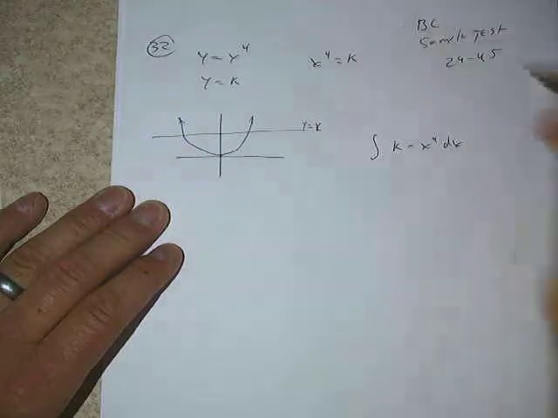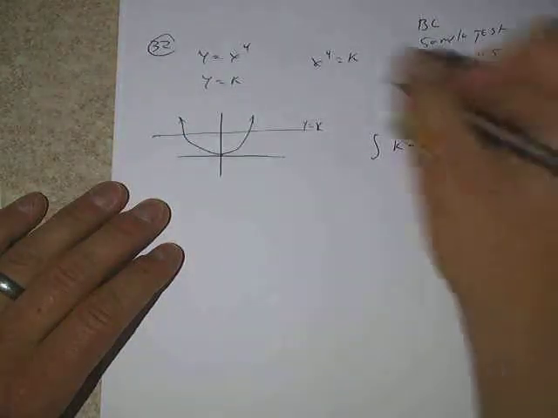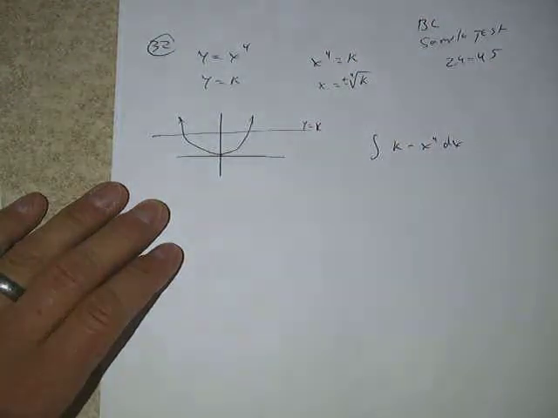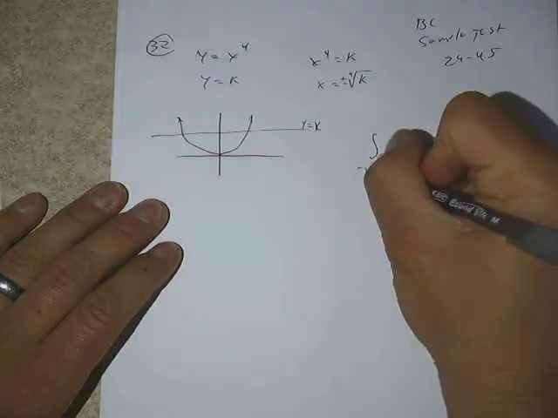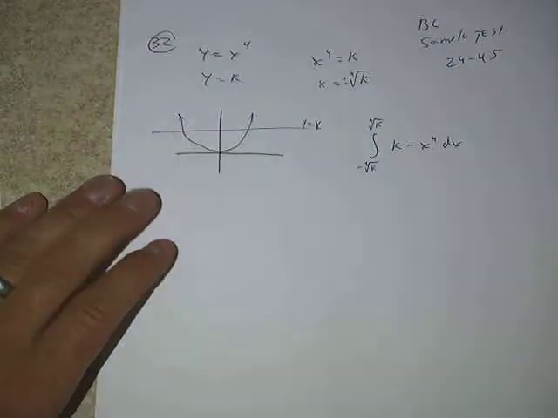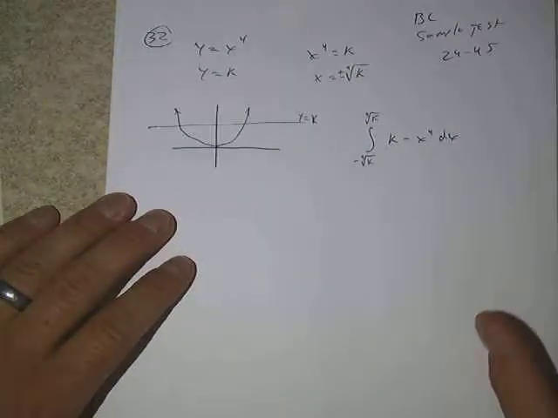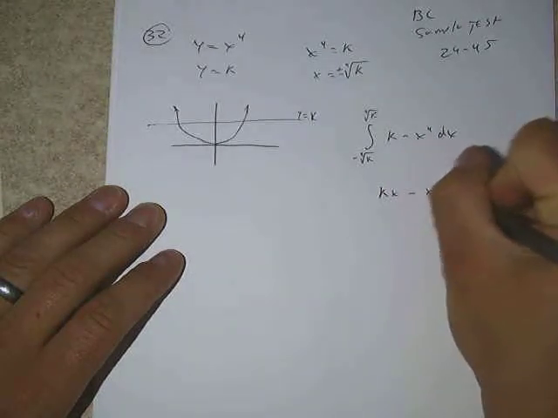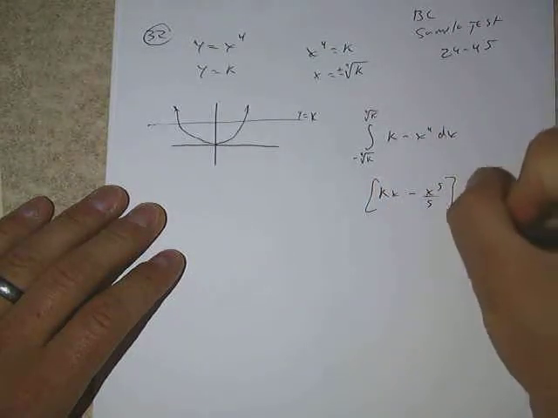And so if x to the fourth equals k, and we solve that for x, we're going to get x equals plus or minus the fourth root of k. So it'll be negative fourth root of k to fourth root of k. That will be our integral. Questions so far? Integrating would get kx minus x to the fifth over 5.